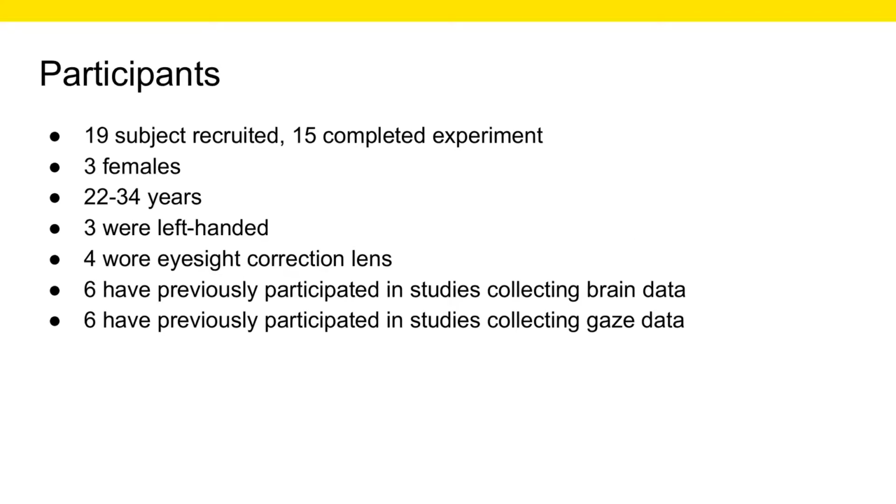We had 15 participants who completed the Fitts law experiment. Three were female. They were between 22 to 34 years old with a mean of 25 years. Three of them were left-handed. Four wore vision correction lenses. Six had participated in previous studies collecting brain data, and six had participated in previous studies collecting eye tracking data.